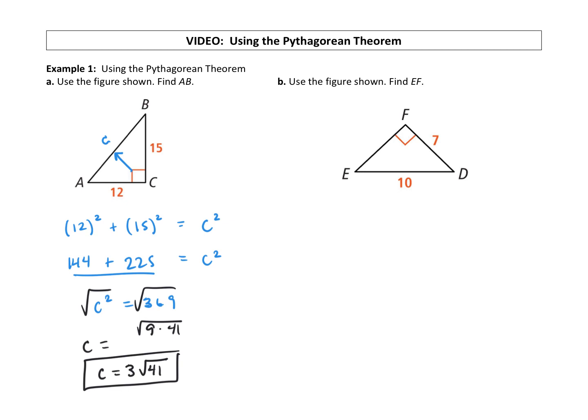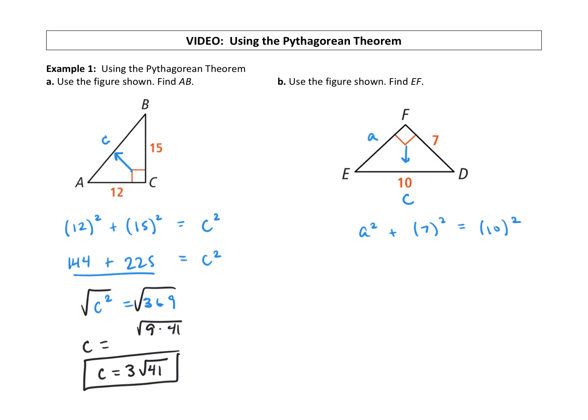All right, so one more. We've got a triangle DEF, and we want to find EF. So again, let's make sure we can locate where our side C is. 10 is going to be our C. So I'll make side EF A. So A squared plus B squared equals C squared. So A squared plus our B is 7 and our C is 10. So we just substitute those in.